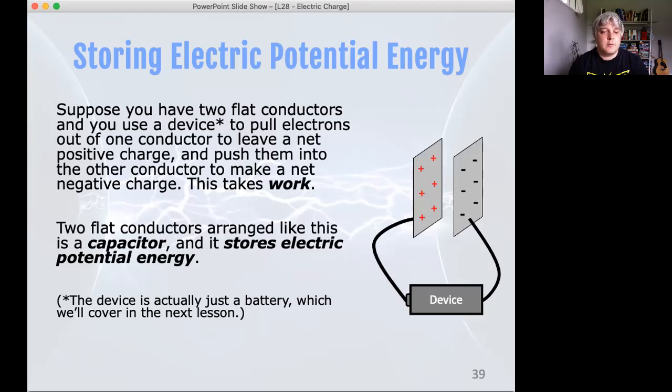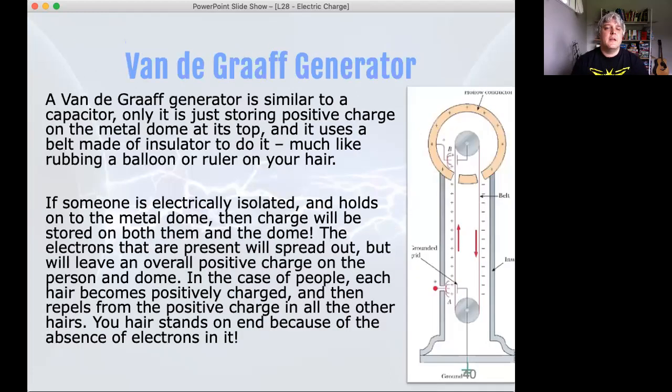And as I've put with a little subscript there, the device that we use to do that is actually just a battery. That's all it is. It's just a battery, but I haven't explained batteries yet. We will explain them in the next lesson, which is why I just called it a device for now.